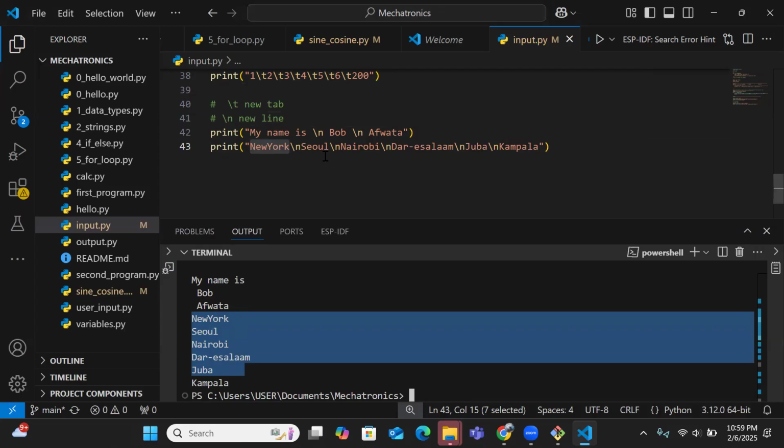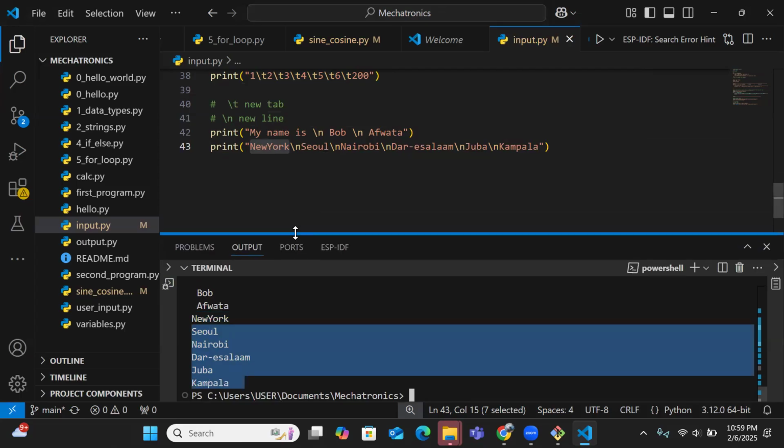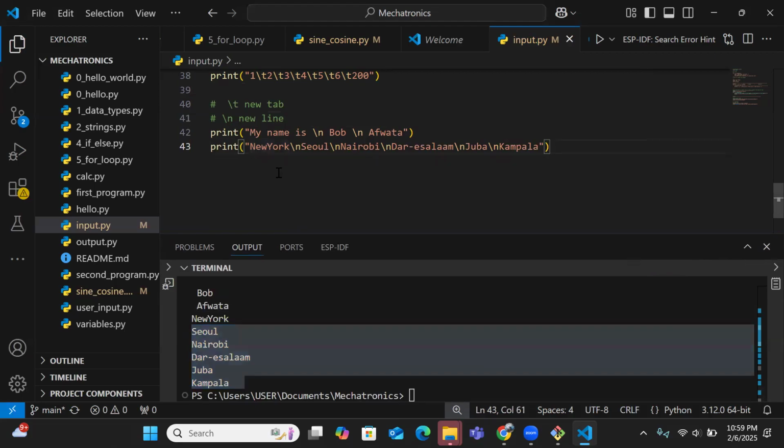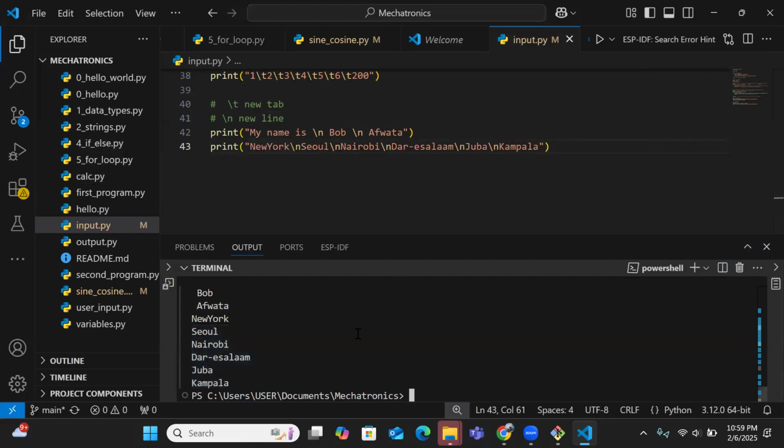Yes. So \n prints to a new line. \t prints to a new tab, or gives us a new tab, or separates the words or the variables with a tab. Right? Yes. Okay. So let's go to our presentation.